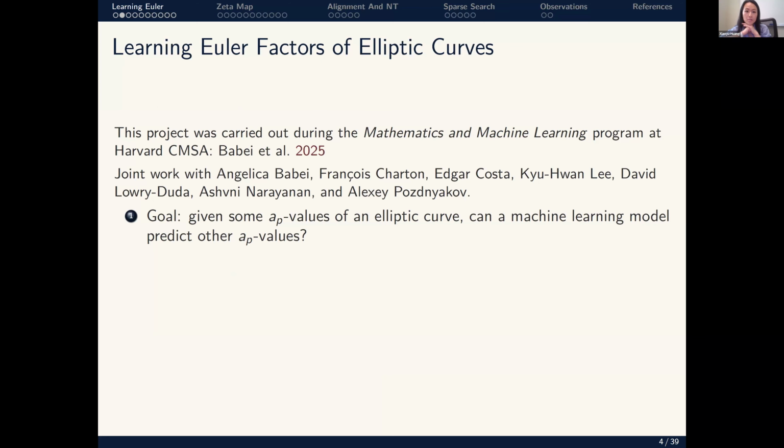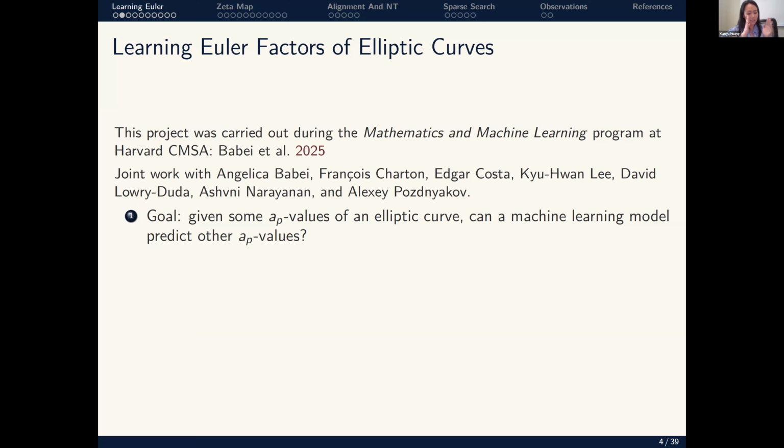The first result I want to demonstrate was a result on learning Euler factors. This was carried out during the mathematics and machine learning program at Harvard CMSA. And this is joint work with Babe, Chaton, Costa, Lee, Lori Duda, Narayana, and Pozniakov, my wonderful collaborators. In this project, we asked a very concrete question: given the a_p values, these Frobenius traces of an elliptic curve, can a machine learning model predict the other a_p values?